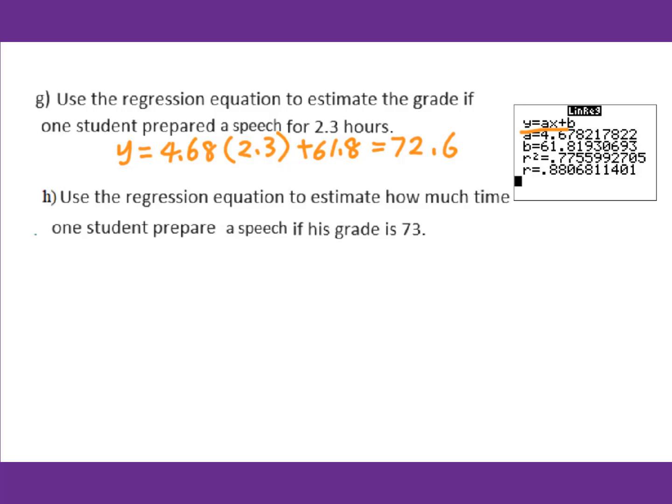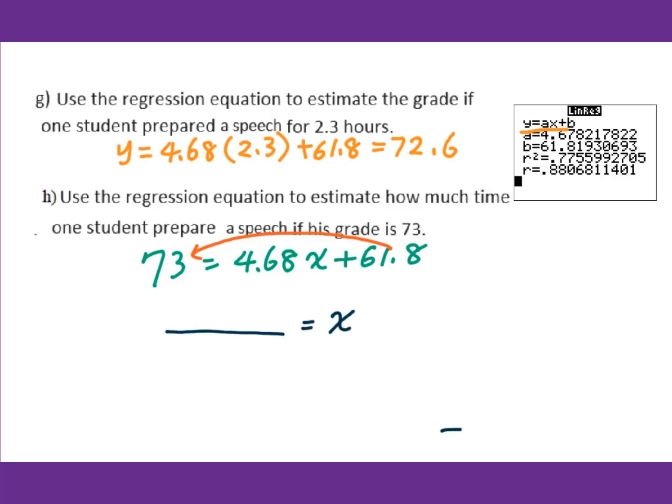For 8, use the regression equation to estimate how much time one student prepares a speech if his grade is 73. So we set up 73 equals 4.68x plus 61.8. Subtract 61.8, then you divide it by 4.68. You will get x equals 73 minus 61.8 over 4.68. You will get x equals 2.39 hours.